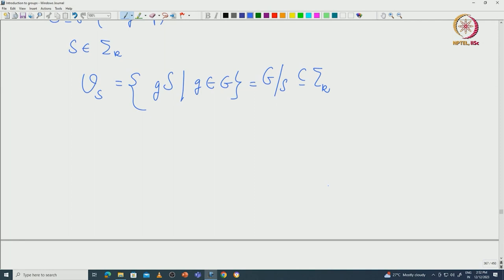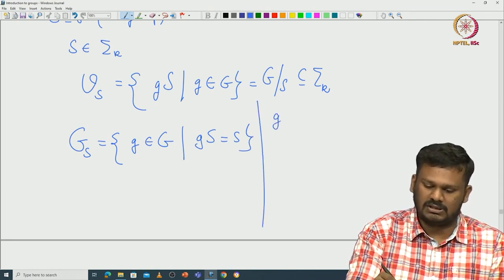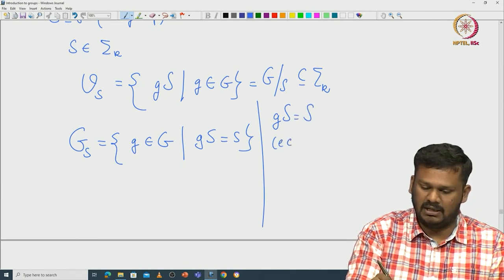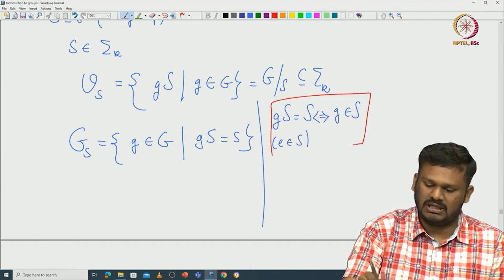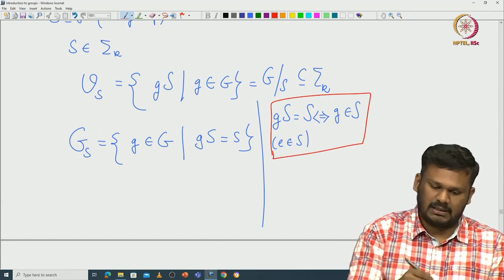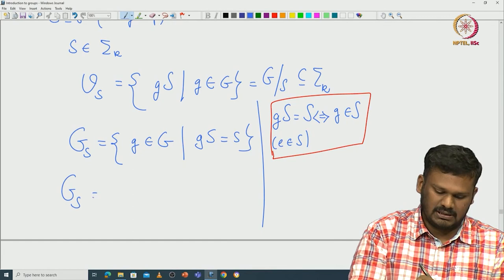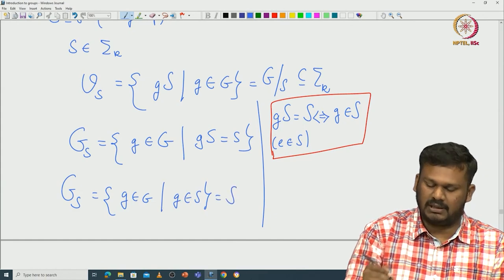Now what is the stabilizer? The stabilizer is those g in capital G that fix this capital S. Since S is a subgroup, from gS being S and the identity being in capital S, you can immediately see that g must be in capital S, and this is an if and only if. So gS is S if and only if g is in S. That tells you the stabilizer is nothing but those g in G such that g is in S, which is nothing but S.